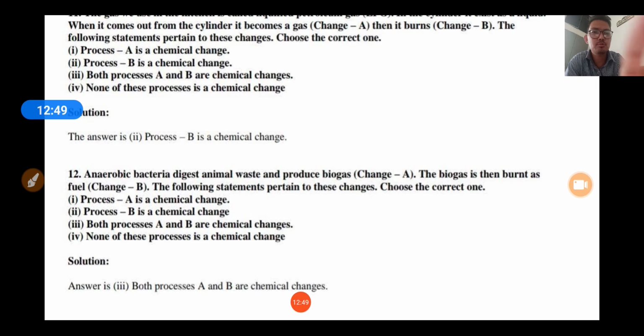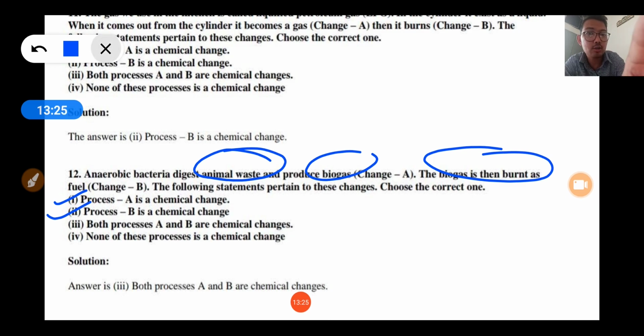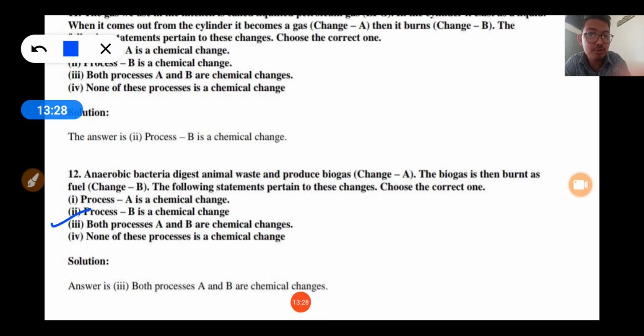So we have to choose the correct option. Process A is a chemical change. This is correct, because anaerobic bacteria, when they feed on animal waste, produce biogas. This is a chemical change. And process B is a chemical change. Yes, process B is also a chemical change, because biogas burning is a chemical change. So both A and B are correct. So the correct option should be option C, because both process A and process B are chemical changes.